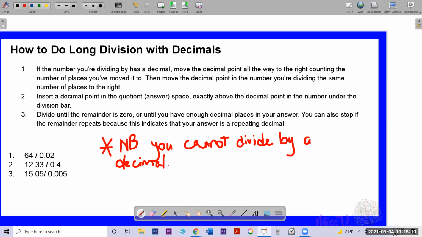So after you write this down, then you're gonna write 1. If the number you're dividing by has a decimal, move the decimal point all the way to the right, and then you count the number of times you move. This is very important. Whatever you do to one number, essentially you have to do to the other number. So it says here, then move the decimal point in the other number you're dividing the same number of places to the right. And so we're gonna look at our first example.